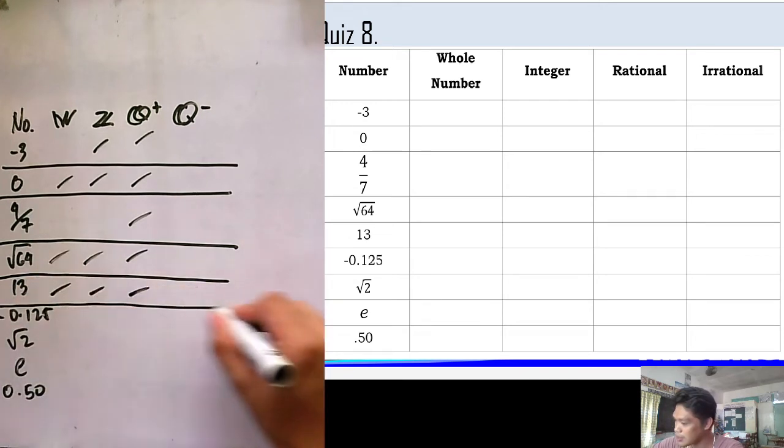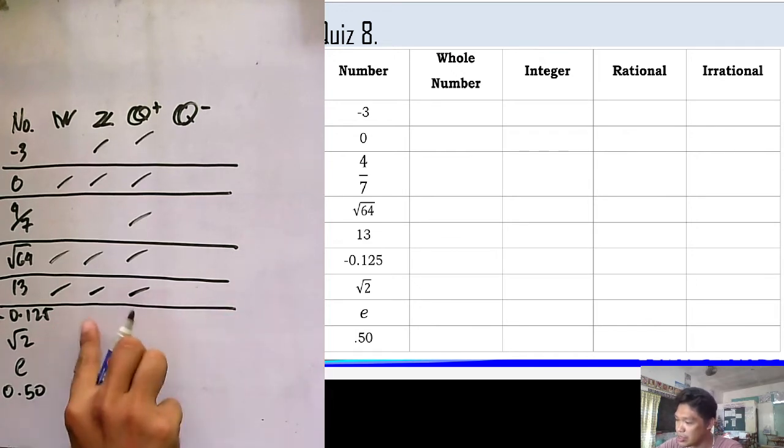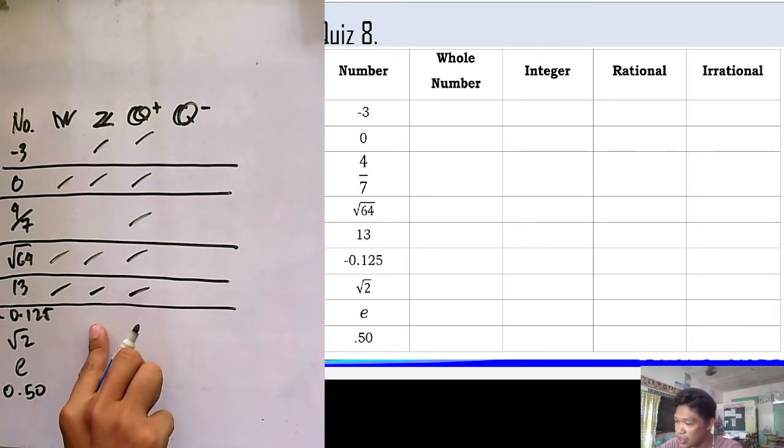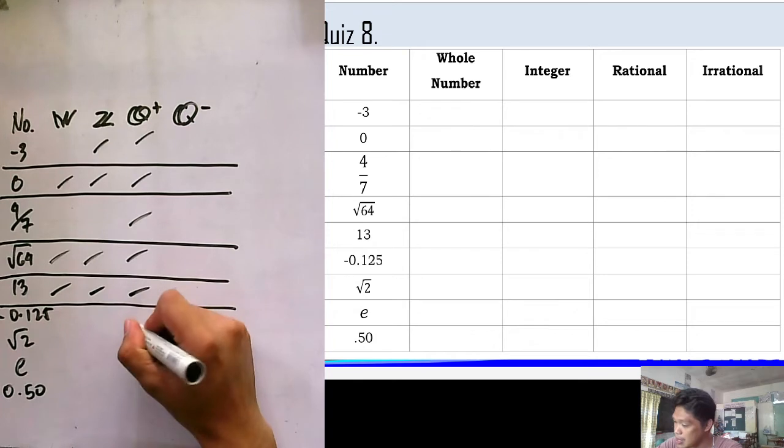What about negative 0.125? Negative siya. So, hindi siya whole number. Hindi din siya integer. Kasi ang integer, kailangan whole number siya. Is it a rational number? Yes, it is an example of a rational number.